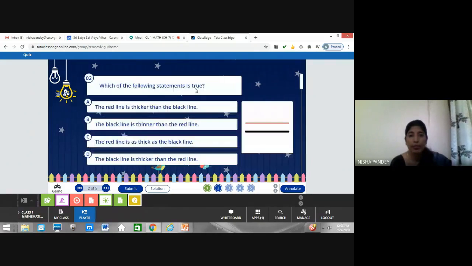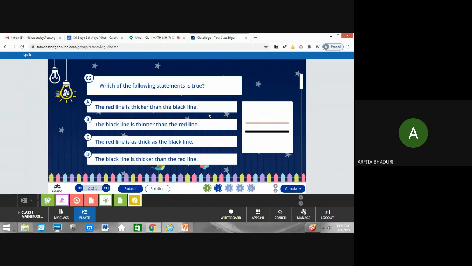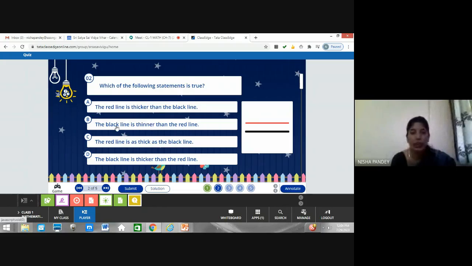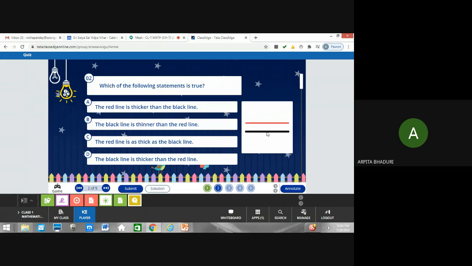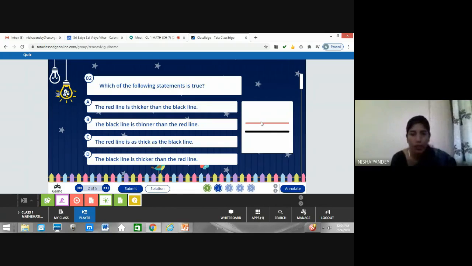Which of the following statements is true? You have to see this picture and read the statement. So I'm reading it for you. Now you have to identify which is the correct statement. The red line is thicker than the black line. So this red line is thicker than the black line. Is it correct? No, ma'am. No, it is thinner. It is not thicker. Very good. The black line is thinner than the red line. So no, ma'am. Yes. So this is also not thinner than this. So it is also incorrect.